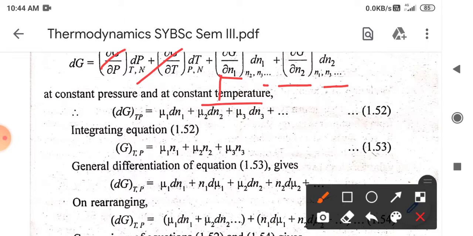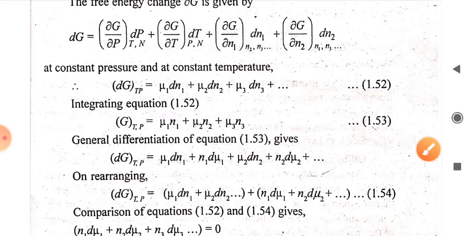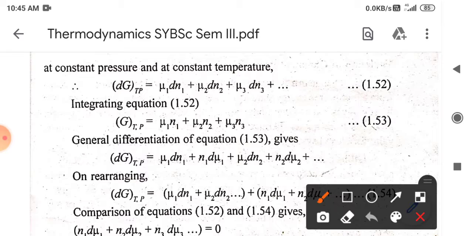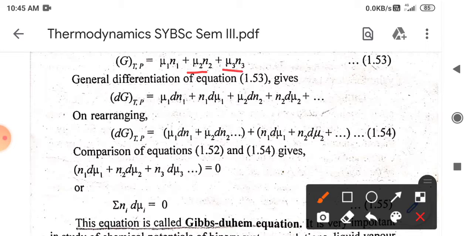So what is this term? This is simply the partial molar Gibbs free energy, which is also called the chemical potential. We will represent it by mu1, the chemical potential of the first component, that is mu1 dN1 plus mu2 dN2. Suppose this is equation number 1.52. Now upon integrating that equation, the derivatives cancel out, so we are left with only mu1 N1 plus mu2 N2 plus mu3 N3, likewise.